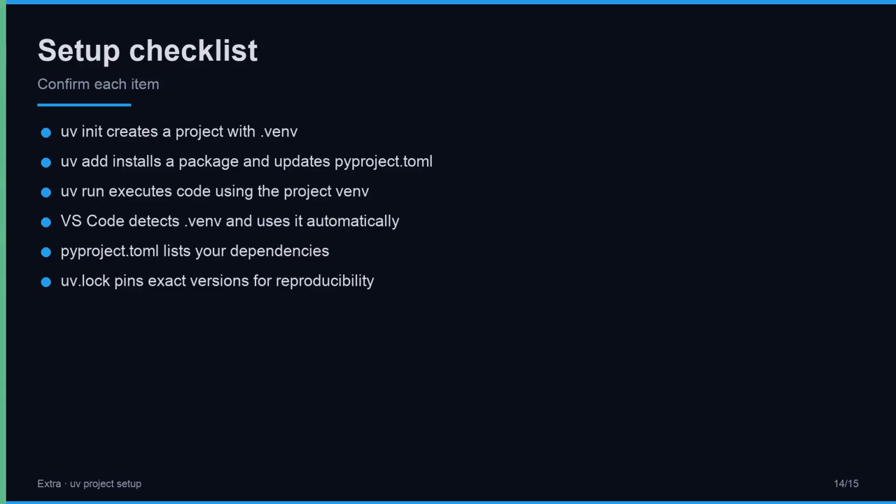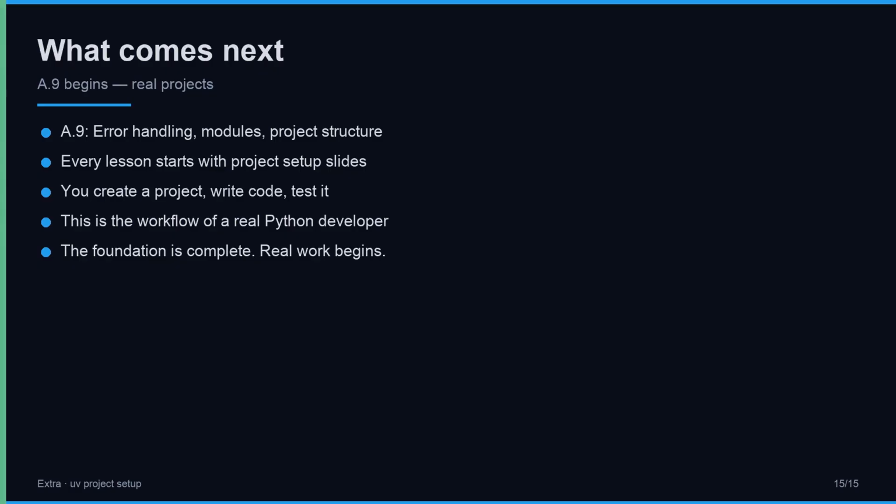Here is the checklist. uv init creates a project with a .venv. uv add installs a package and updates pyproject.toml. uv run executes code using the project venv. VS Code detects the .venv and uses it automatically. pyproject.toml lists your dependencies. And uv.lock pins exact versions for reproducibility. If all 6 items make sense, you are ready for A.9.